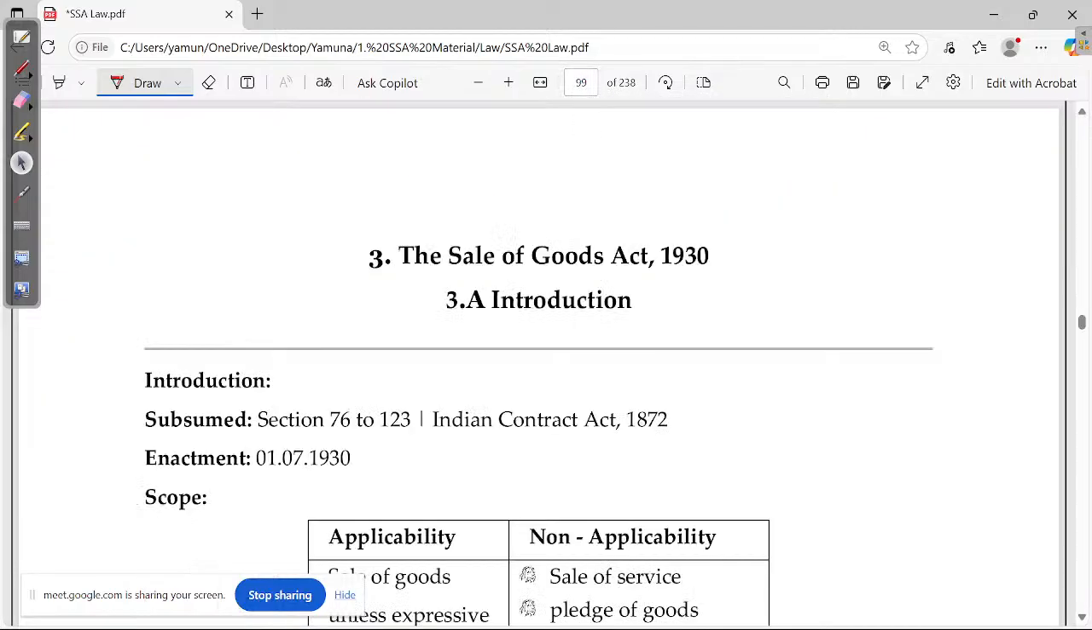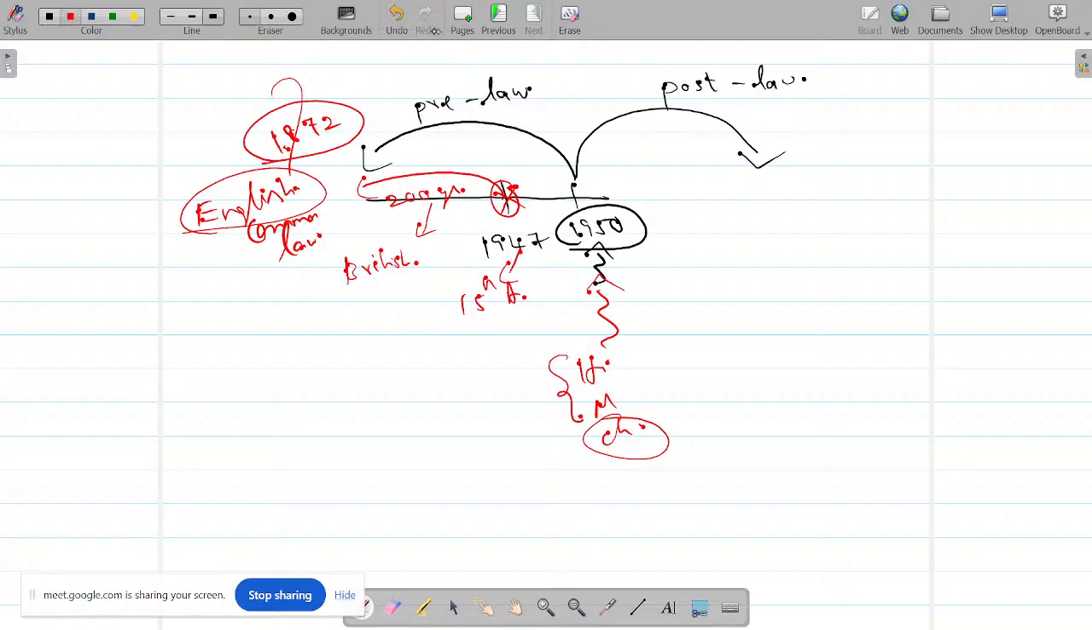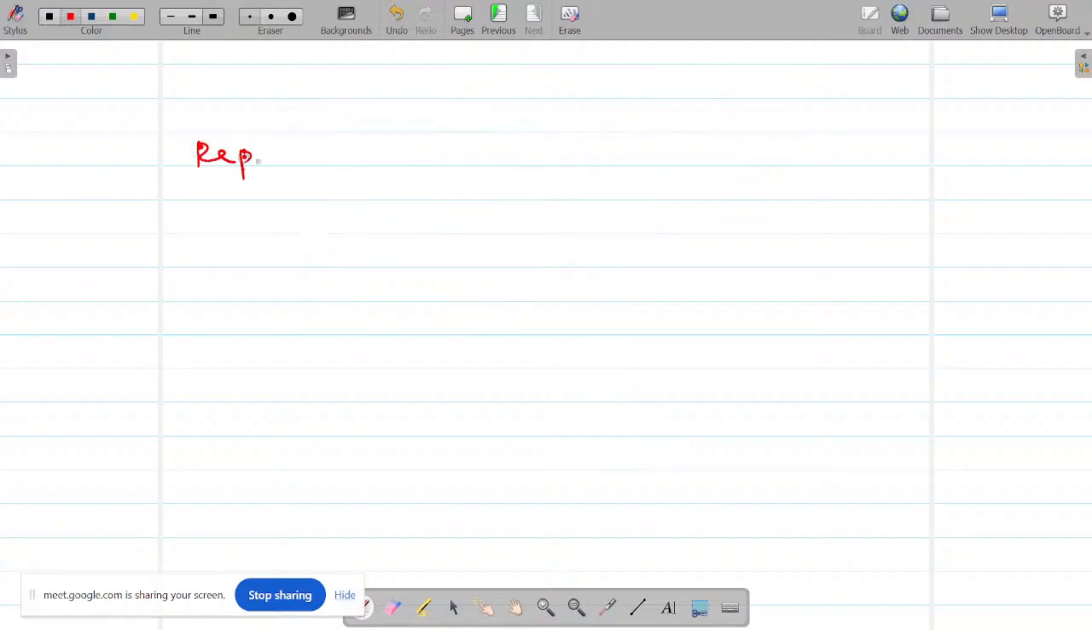Can you please turn over and check? Can you go to the very first page of the Sale of Goods Act? Yes, please. What is this? Introduction. I just want to define only this word. What does it say here? Subsumed. There we were referring to repealed. We have two words here. You can please make a note of these two words: one is repealed and another one is subsumed.